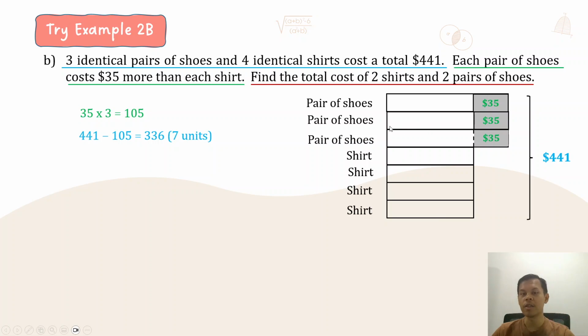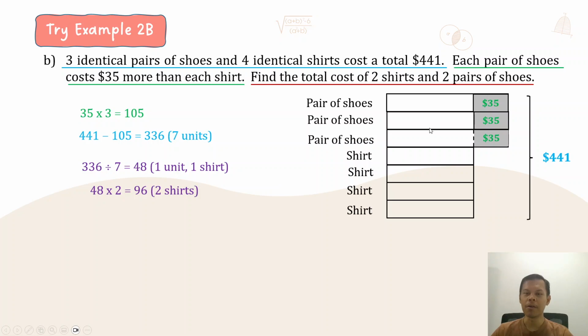Since we have 7 units, we just divide it by 7. We are going to get 48. This is 48, another 48, another 48. In order for us to find the total cost of 2 shirts, we just need to times it by 2. So 48 times 2, we are going to get 96. This is the total for 2 shirts. Is this the answer that we are looking for? Not yet. We still need to find the 2 pairs of shoes.